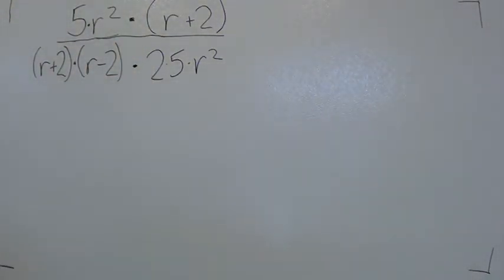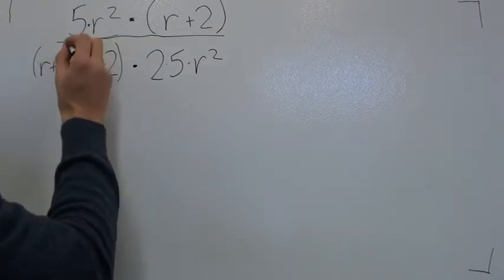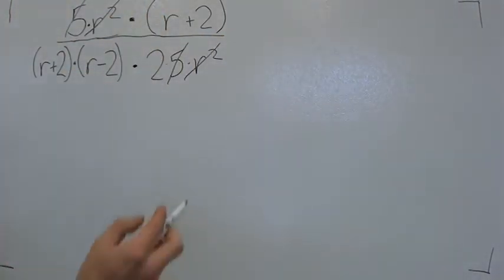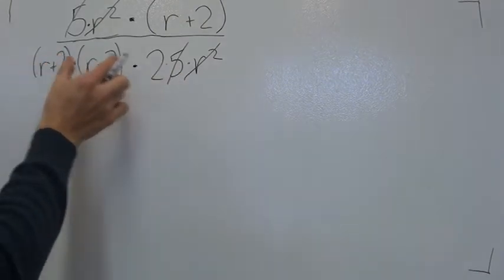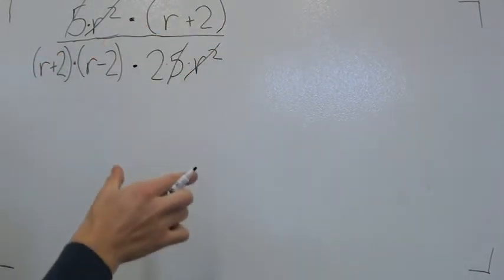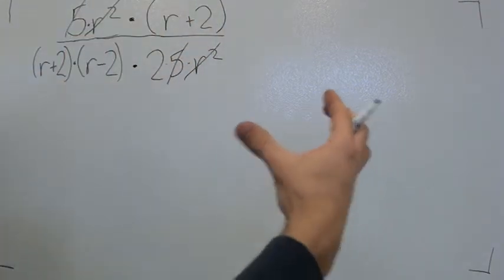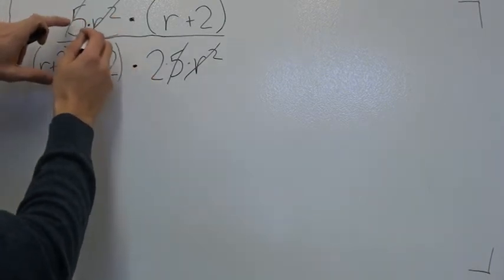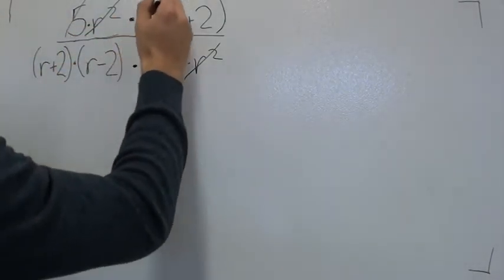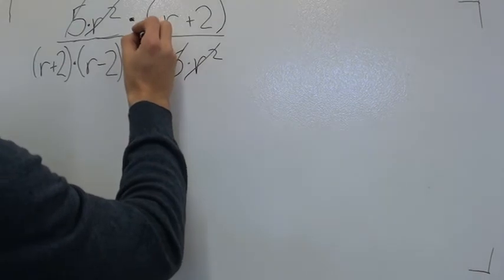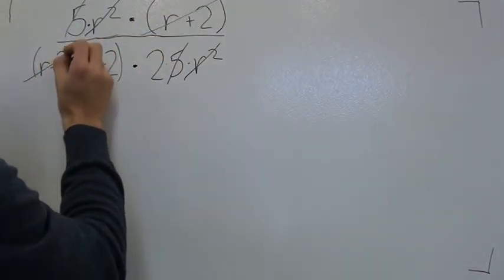If you're looking for things to reduce right now, you have plenty of options. The 5, the r squared, since all of them are multiplied with each other. And since r plus 2 we're going to use as one term, because r plus 2 as a whole is still being multiplied by the other term, as long as you keep it together as a whole, you can still treat that as a multiplication. So you can get rid of the r plus 2 and the r plus 2.